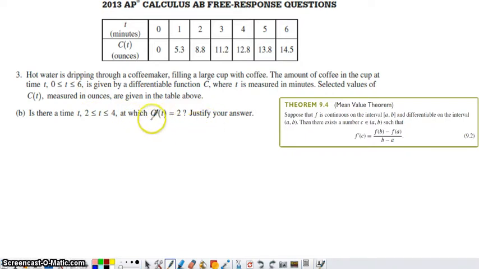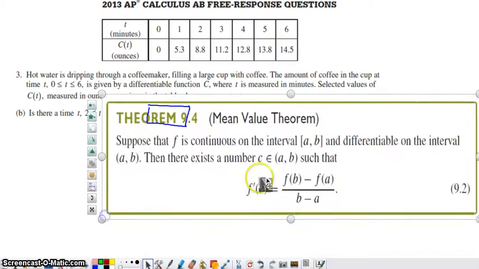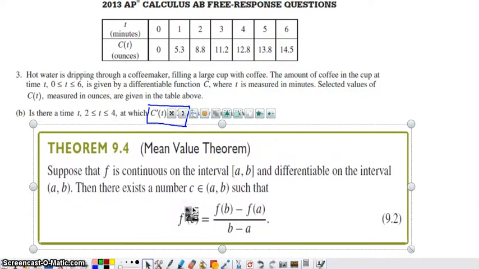Well, anytime you see something like this and it says does there have to be something that equals this value, it's going to really involve one of two things. Either the mean value theorem, which guarantees the value of a derivative given certain conditions, or the intermediate value theorem, which guarantees the value of a function given certain conditions. Since this says, is there a point where C prime of t has to equal 2, I have the mean value theorem over here, and we'll just recall what this says. So I'll enlarge this, we'll talk about it for a minute, and then we'll make use of it.